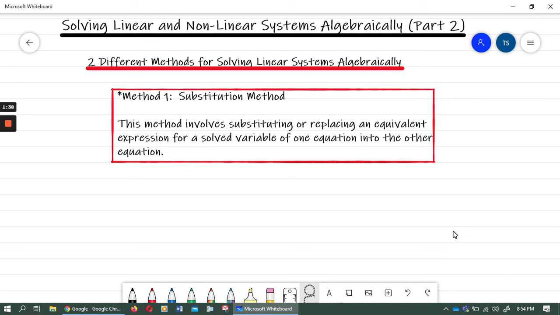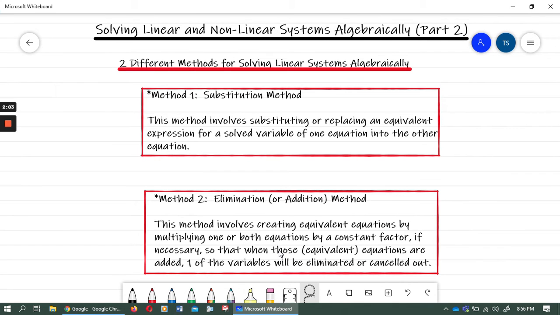Guys, the second method, which we never had a chance to actually go into and look at examples, at least not in that last video, part 1, is the elimination method. I think I had mentioned it in the first video. Again, it's called the elimination method, and sometimes it's referred to as the addition method.